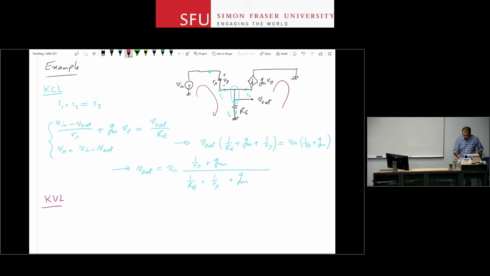And then I have a loop here. Now, what I notice is on the right loop, so let's call this loop 1 and loop 2, I have a current source. And when I want to write KVL, I need to add up the voltages across different components. But with a current source, I cannot really do that, right?